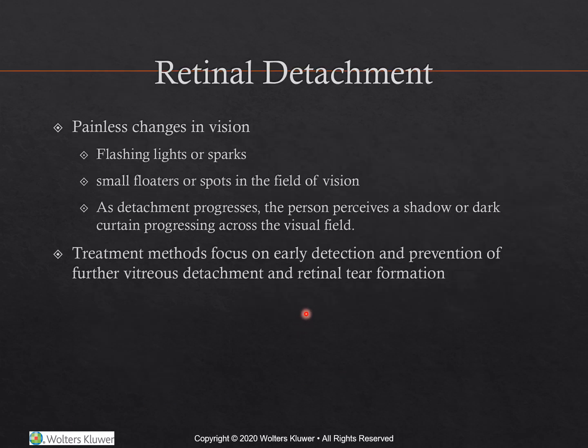When someone is experiencing retinal detachment, this is a painless condition. Someone will not experience any pain as this retinal detachment occurs, but they do get changes in their vision. This can look like flashing lights or sparks in their visual field. It can look like small floaters or spots within their field of vision. And as the detachment progresses, the person might start to perceive a shadow or a dark curtain that's progressing across their visual field. Treatment really focuses on early detection and prevention of any further vitreous detachment and retinal tear formation.